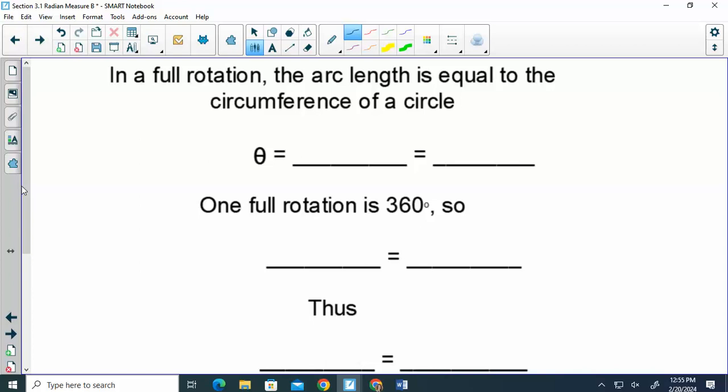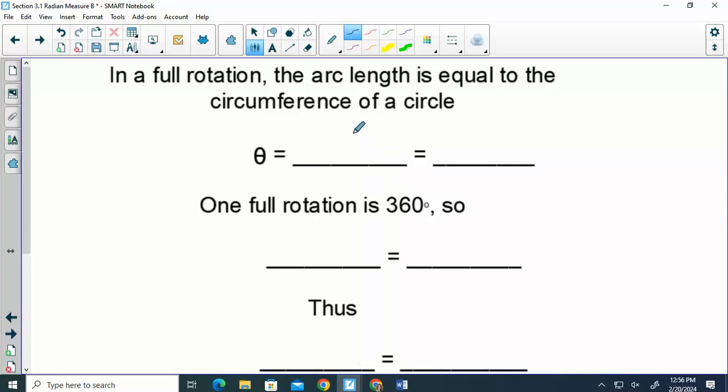Okay. Arc length is distance on the outside of the circle, right? So if you travel all the way around the circle, the arc length is the entire distance around the outside of the circle. What's the word for that? Well, what's the distance around the outside of the circle? Circumference. So if you go all the way around, that is equal to the circumference.